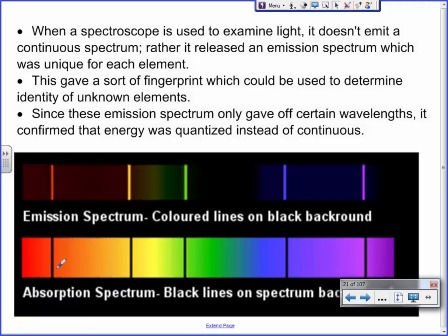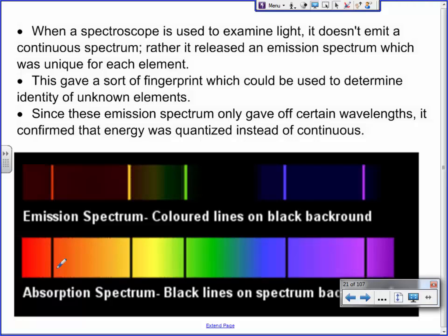So let's talk about this for a sec here. An emission spectrum occurred when we added some energy to something, and then it caused the electrons to hop up an energy level and then come back down again. Right? And when something was heated, and then the electrons excited and then de-excited, it released energy.